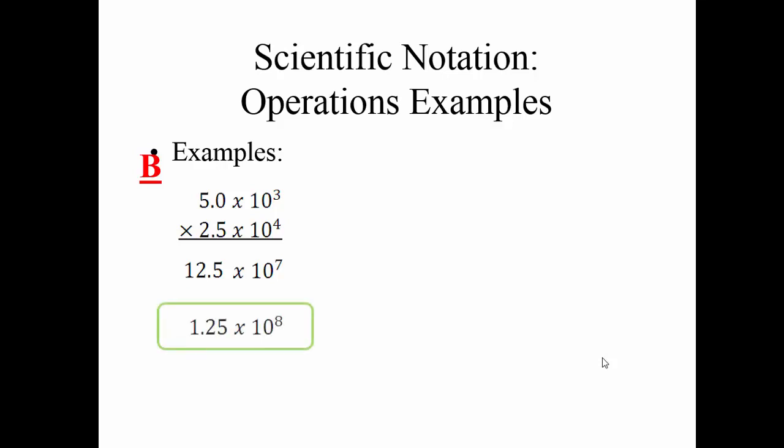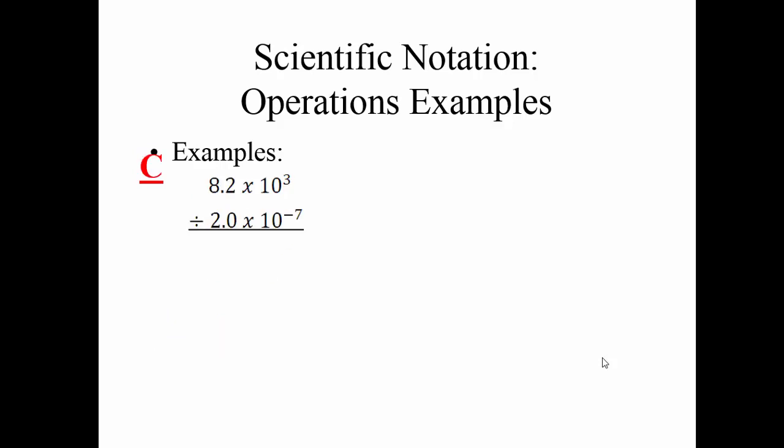Now we need to convert the 12.5 to true scientific notation, which means that you'll move it over one more and make it 1.25 times 10 to the 8th. Take home message: when you multiply exponents, you simply add them up.